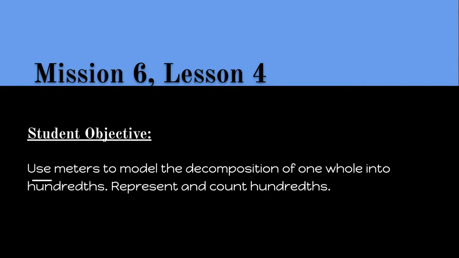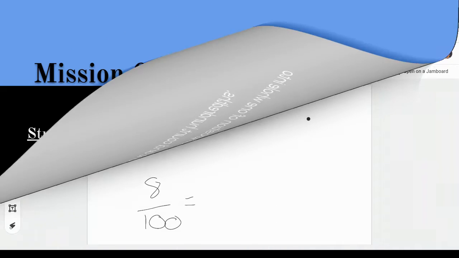We're on mission 6, lesson 4, where our student objective is to use meters to model the decomposition of one whole into hundredths and represent and count hundredths. What this means essentially is we've been looking at tenths before, but now in decimal form, we want to look at hundredths. So let's take a look at hundredths. It's just more fun to say, I think, hundredths. Let's do it.